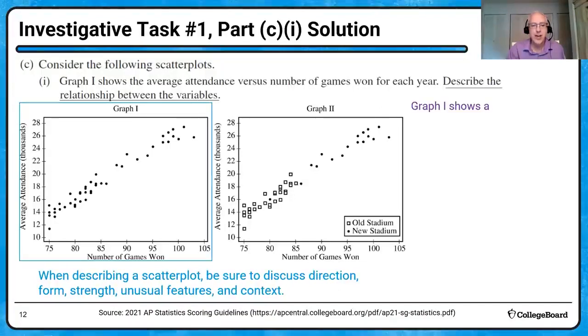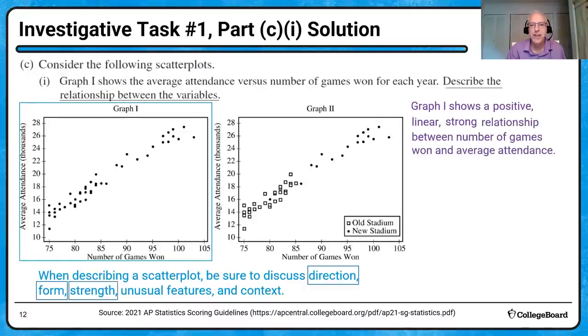So graph 1 shows, and I'm going to try to do them in some order here: positive, linear, strong. The points fit fairly close to a linear pattern. And then relationship between number of games won and average attendance. I want to be sure I got the context in there.